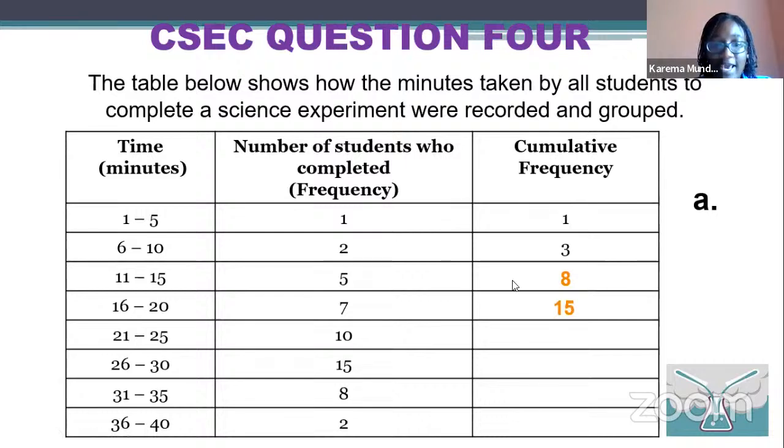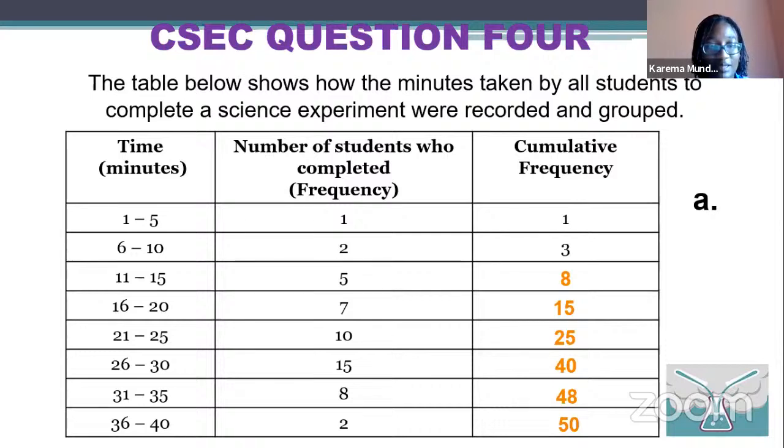What would come next? 8 would add to 7, good, to give us 15, followed by what would be next? All right, 25, in which 15 is now being added to 10. Awesome. And you can just finish the rest and tell us. All right. Now, let me ask you, how many students participated in this science experiment? 50. How you know that? Somebody said you're going to add up the number of students in the frequency, and you're going to get 50.